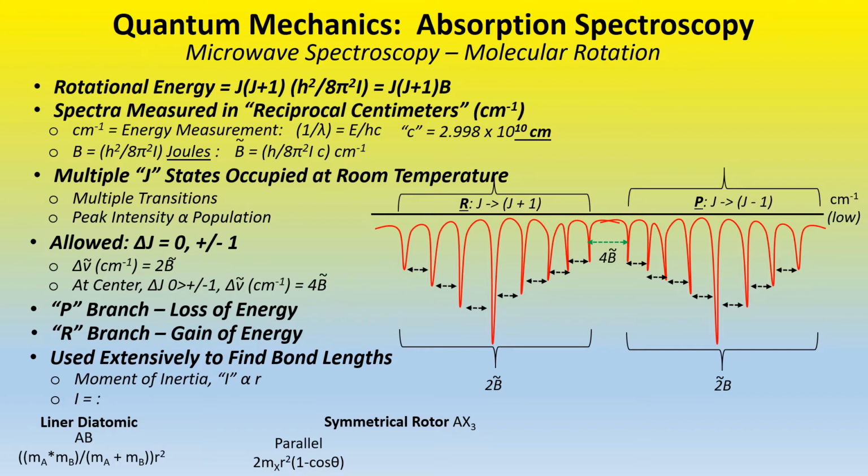For the perpendicular plane, where you would be essentially flipping the ammonia, your moment of inertia becomes more complex. The mass of x, r squared, 1 minus cosine theta, plus the mass of x times the mass of A times the total mass times r squared, 1 plus cosine theta.